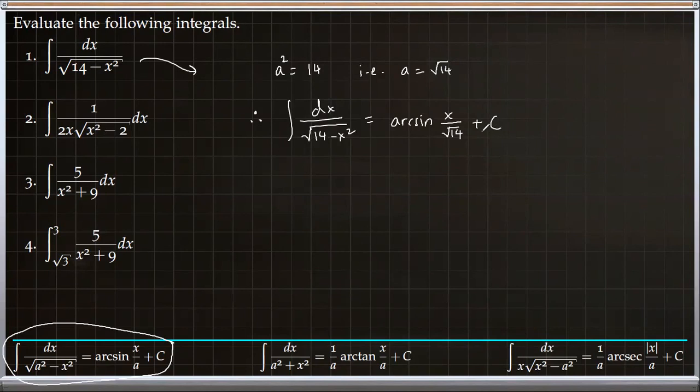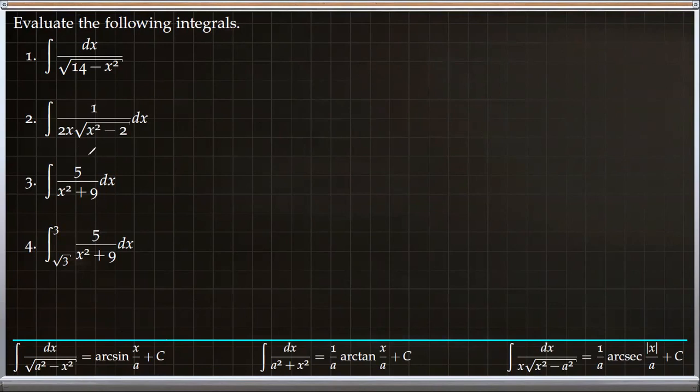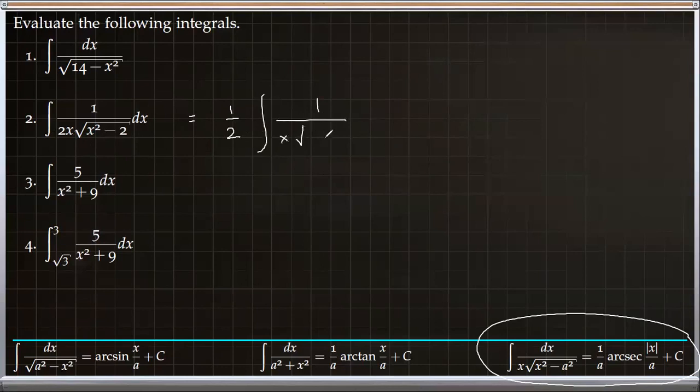Now let's look at the next one. Next we have the integral of 1 over 2x times square root of x squared minus 2. Again, comparing with these three available formulas, this one looks very close to this third formula over here. So we'll try to use that formula. The first step, I can bring that 1/2 out.